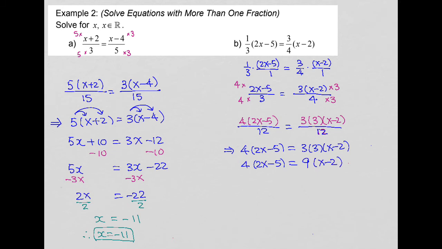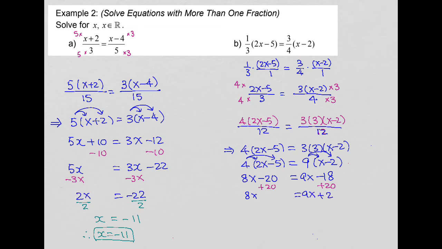And let's use distributive property to take out the brackets. So 4 times by 2 becomes 8x. And 4 times by negative 5 becomes negative 20. Equals to 9 times by x is 9x. 9 times by negative 2 is negative 18. And let's remove the negative 20 on the left-hand side by adding a 20 on both sides. So you will get 8x equals 9x plus 2.